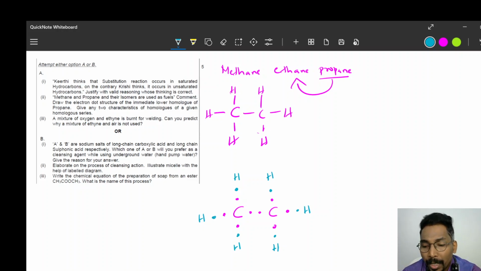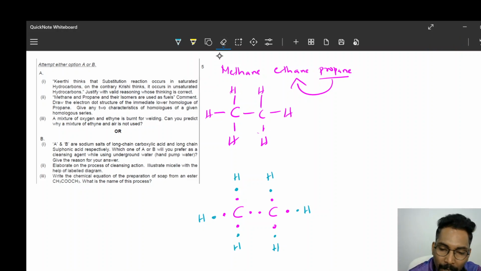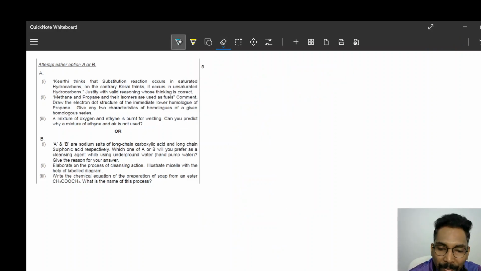So if all are single bonds, if it is alkanes, sharing will be by 2 electrons. One pair of electrons will be shared between 2 atoms. You can see one pair of electrons is shared, which leads to formation of a single covalent bond. If there is a double bond, you have to share 4 electrons, 2 pairs of electrons, and for a triple bond you have to share how many pairs? 3 pairs of electrons. I hope all of you got it.